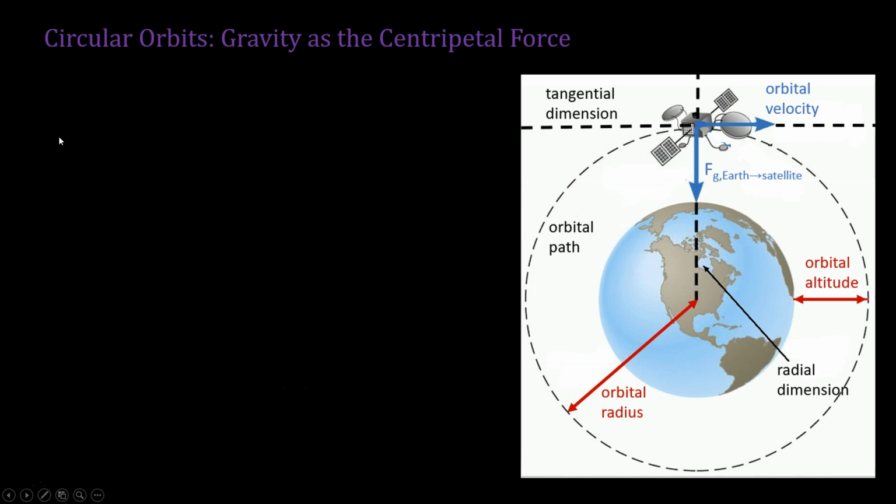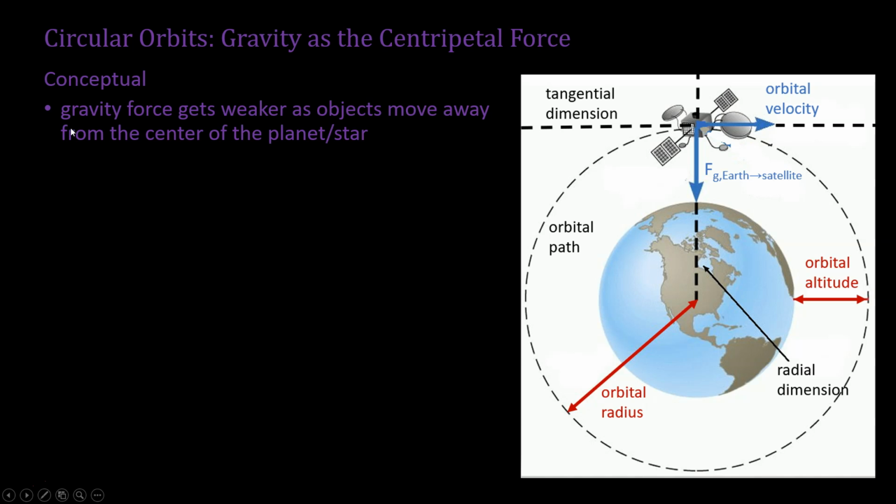Let's discuss a few concepts about circular orbits before we get into the quantitative analysis. So conceptually, we have to recognize that the gravity force gets weaker as objects move away from the center of the planet or the star. For instance, Earth's gravity is much stronger on the surface of the Earth than it is if we're hundreds of thousands of kilometers away from the surface of the Earth.